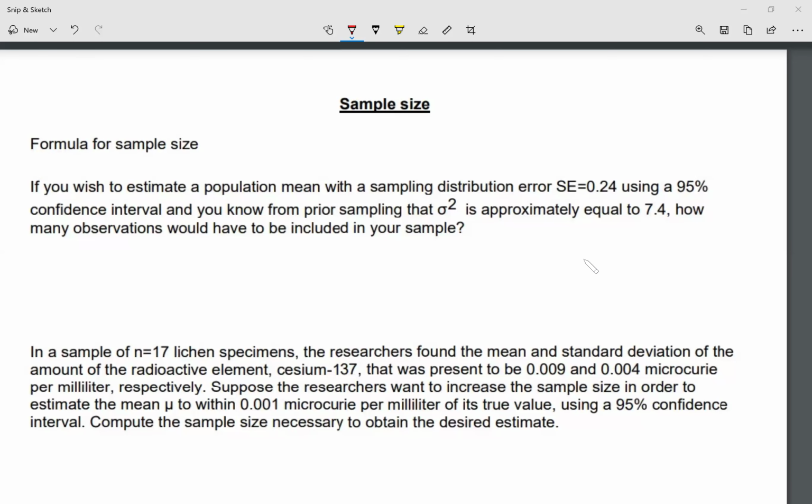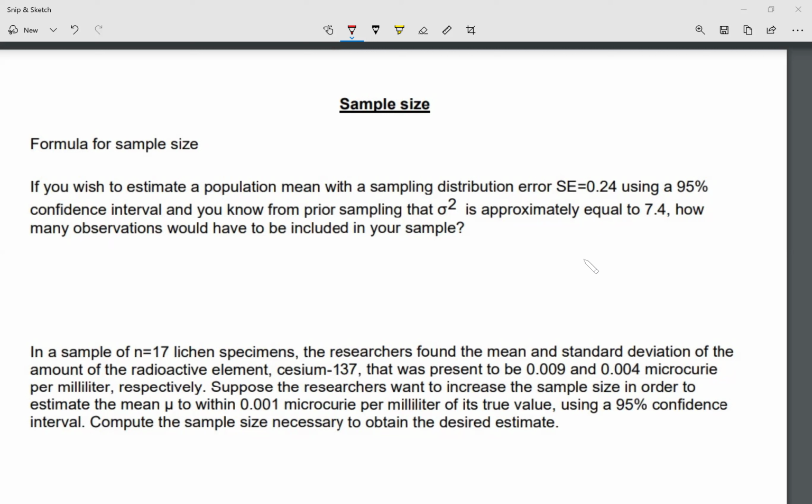Now we're going to be moving into sample size. Sometimes we might have a sample that is really small, that doesn't give us the information that we need. So there is a minimum amount of sample that we can have. And that's what we're going to be talking about today.